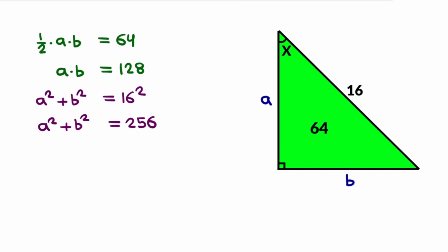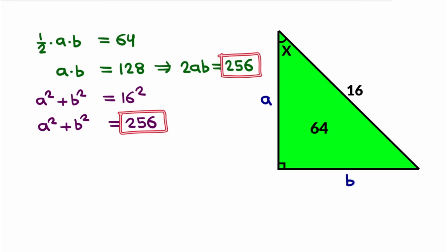Now comes the clever part. Take a close look at these two equations. A times B equals 128, and A squared plus B squared equals 256. What happens if we multiply the first equation by 2? We get 2 times A times B equals 256. But that's exactly the same value as A squared plus B squared.